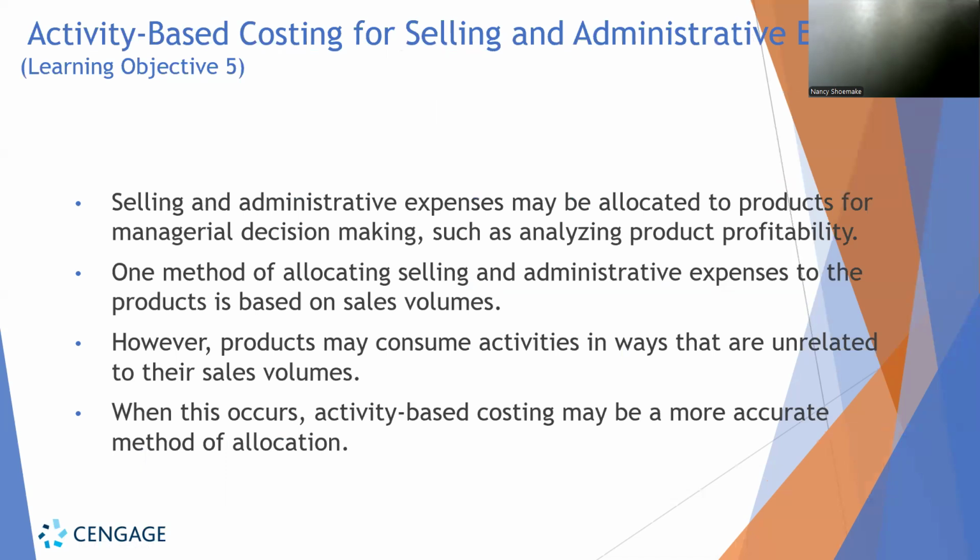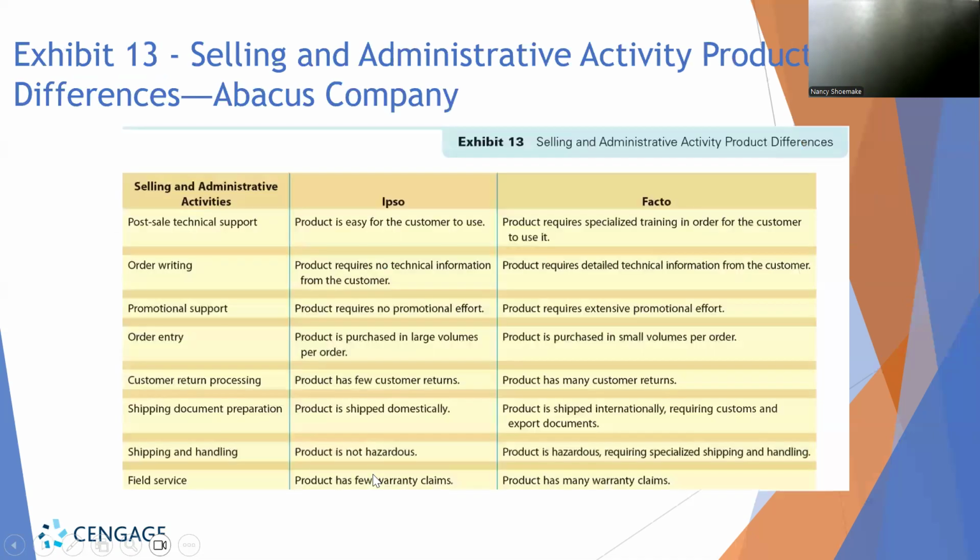Selling and administrative expenses can be allocated to products for managerial decision making, such as looking at product profitability. One method of allocating selling and administrative expenses is based on sales volume. But some products can consume activities in ways that are unrelated to their sales volumes. When that happens, activity-based costing would be a more accurate method of allocating.